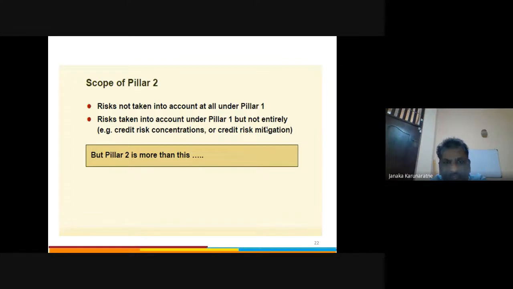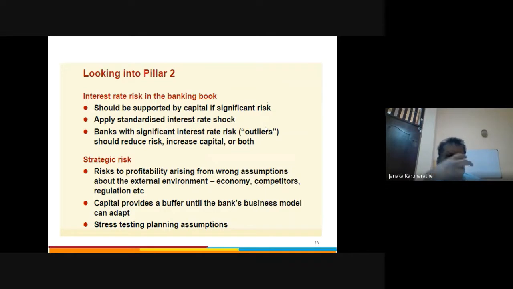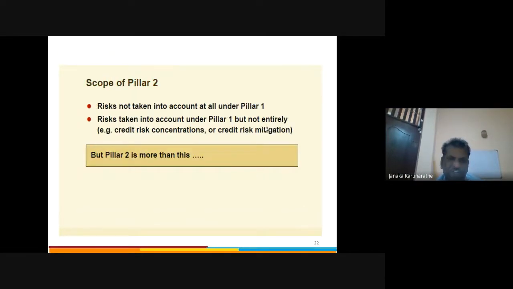Then there are risks taken into account under pillar one, but not entirely. Credit concentrations, for example. Because if you look at pillar one, you take credit risk, but you are missing concentration or the mitigation. Okay. Now, if you expand it a little bit, even interest rate risk in the banking book. Remember, under market risk in pillar one, we only capture interest rate risk in the trading book. Remember, the definition is very clear.